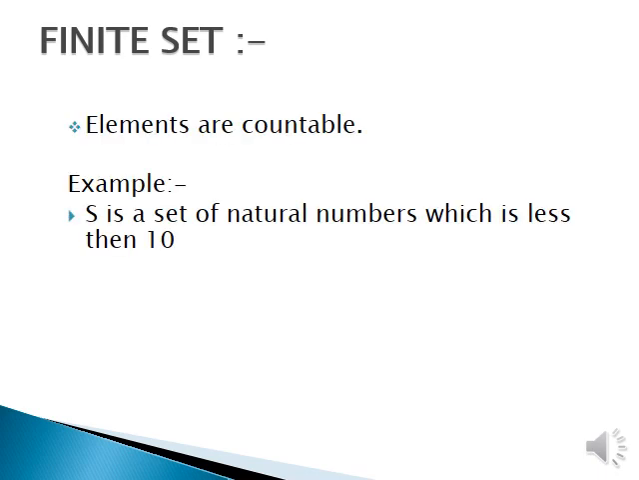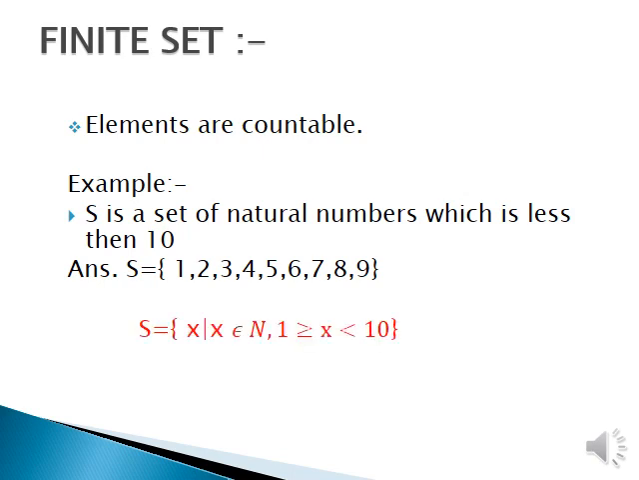Example, S is a set of natural numbers which is less than 10. Now again, natural numbers means they will begin from 1 and less than 10. It means till 9. Here we are not going to take 10 because it is only less than 10. So we are not going to consider 10. This set can be represented in the rule method as S is a set of x elements such that x belongs to N, where x is equal to or greater than 1 till less than 10.